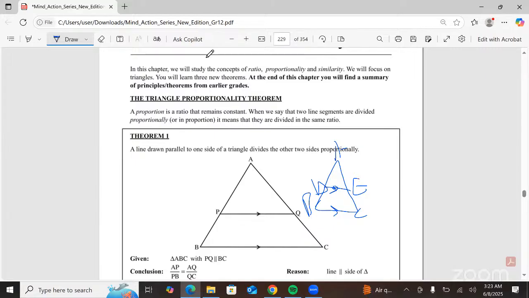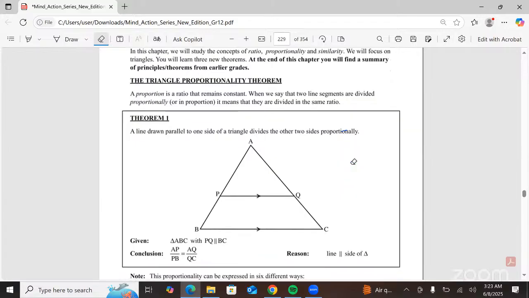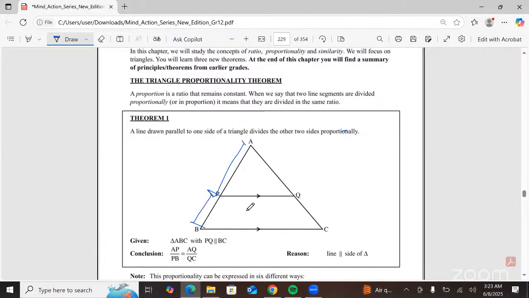Okay, then thank you. Let's quickly now go to the application of this theorem. Now let's say we have this AP here. When you take the ratio of AP over PB, that should be equal to the ratio of the other side, AQ over QC. Do you get this? Yes, sir.